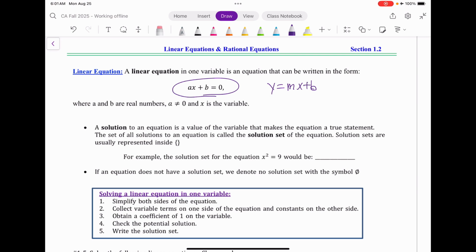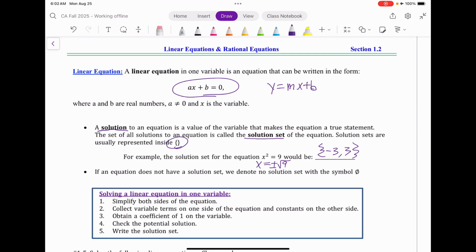I'm sure we all know what a solution is. It's a value that makes an equation true. A lot of times we represent solutions in a solution set, even if there's just one solution. And typically solution sets are inside curly braces as such. So if I wanted to write the solutions for x squared equals 9, well, if we take the square root of both sides, we know it's plus or minus root 9. So the solution set would be negative 3 and 3 inside curly braces.